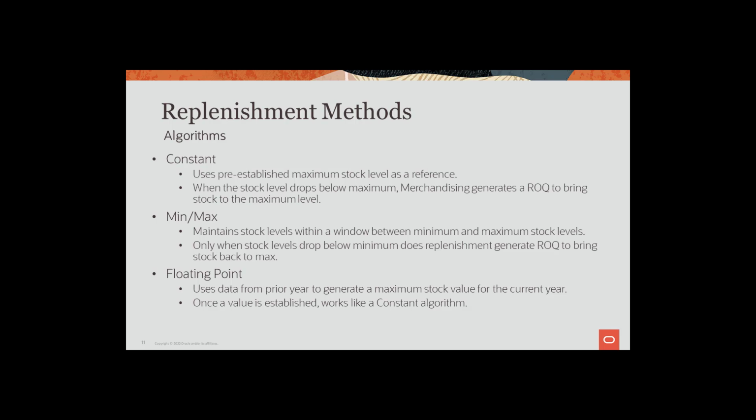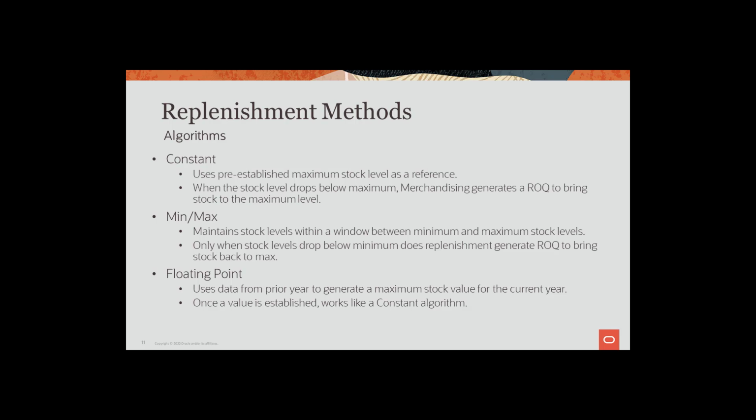The first algorithm is called constant. It is designed to achieve a constant stock level using the pre-established maximal stock level as a reference. So when the stock level drops below the maximum, the next time replenishment runs, it generates a recommended order quantity to bring the stock to maximal level. This method is sometimes referred to as the buy one, get one method and is effective for very slow selling items or items that are typically bought in multiples.